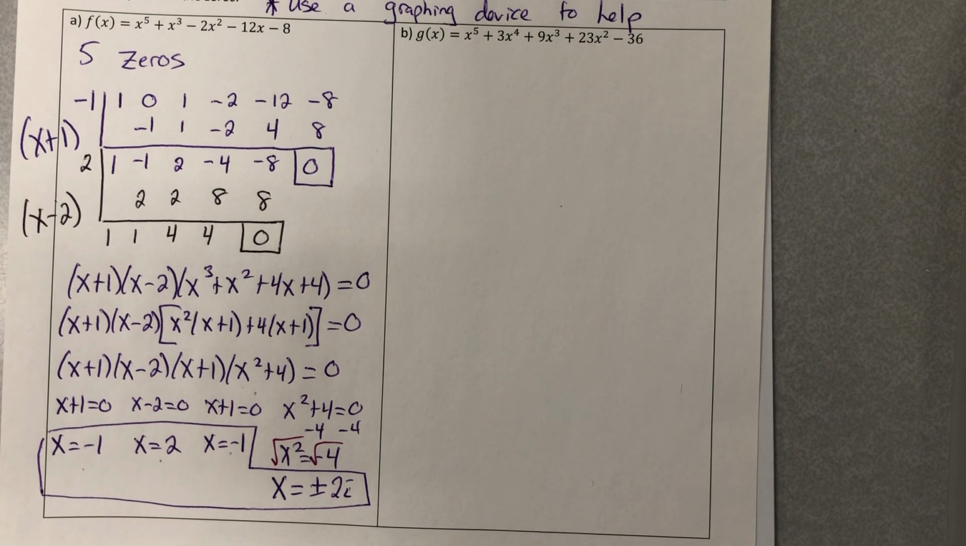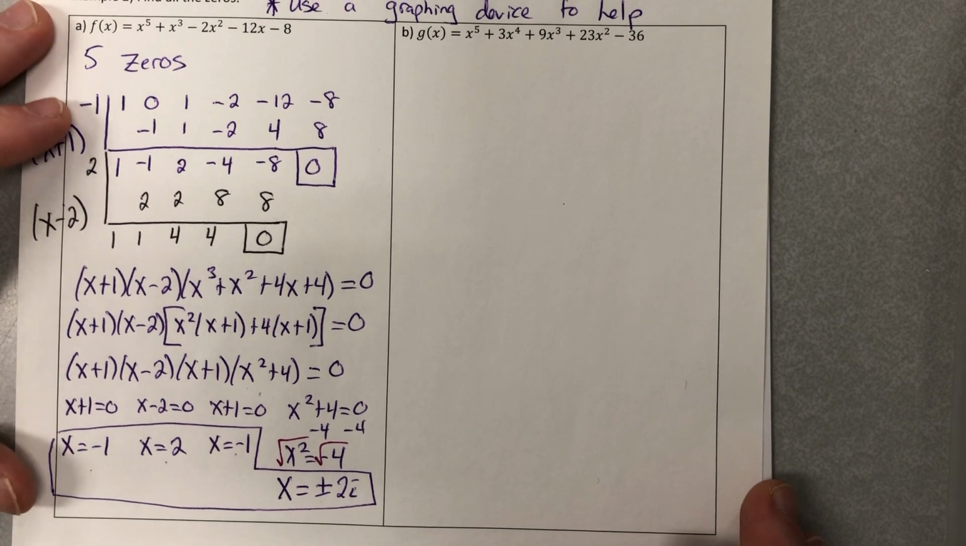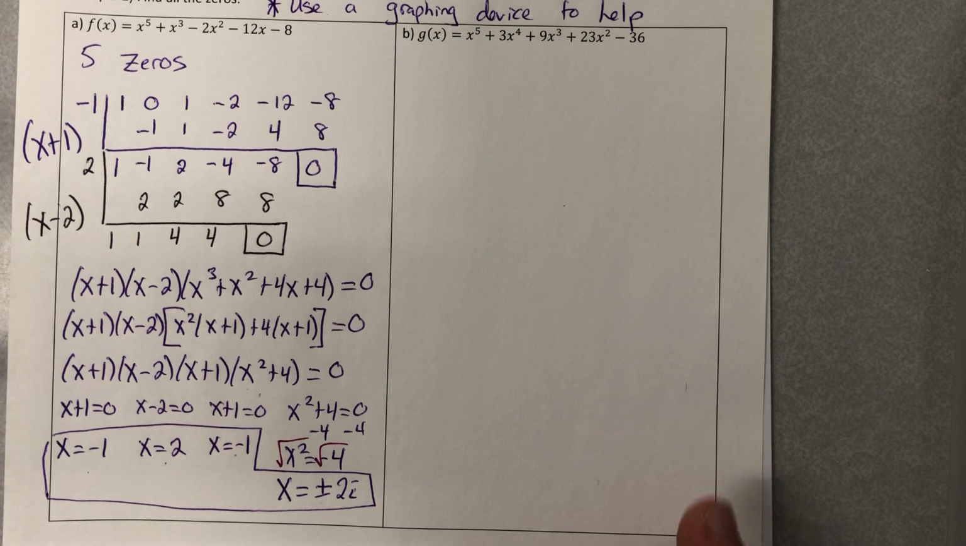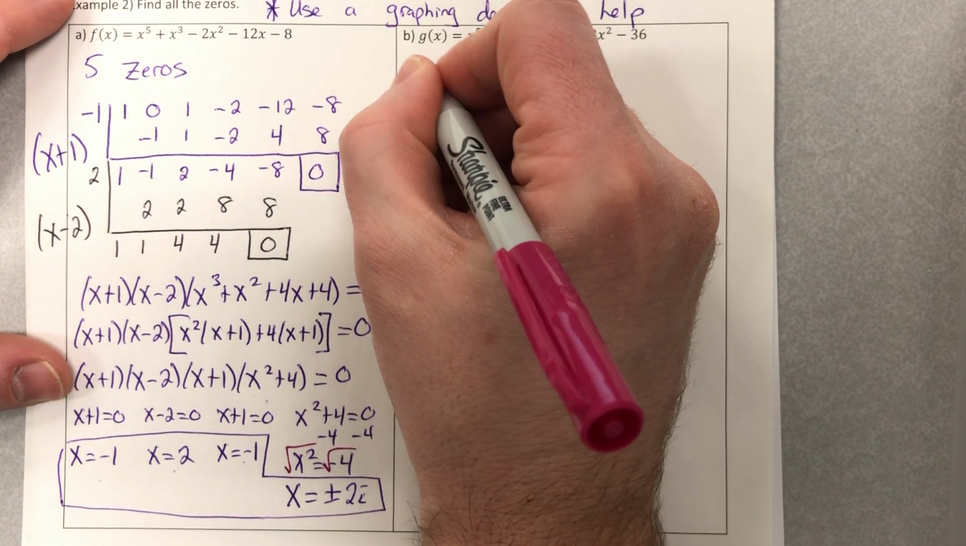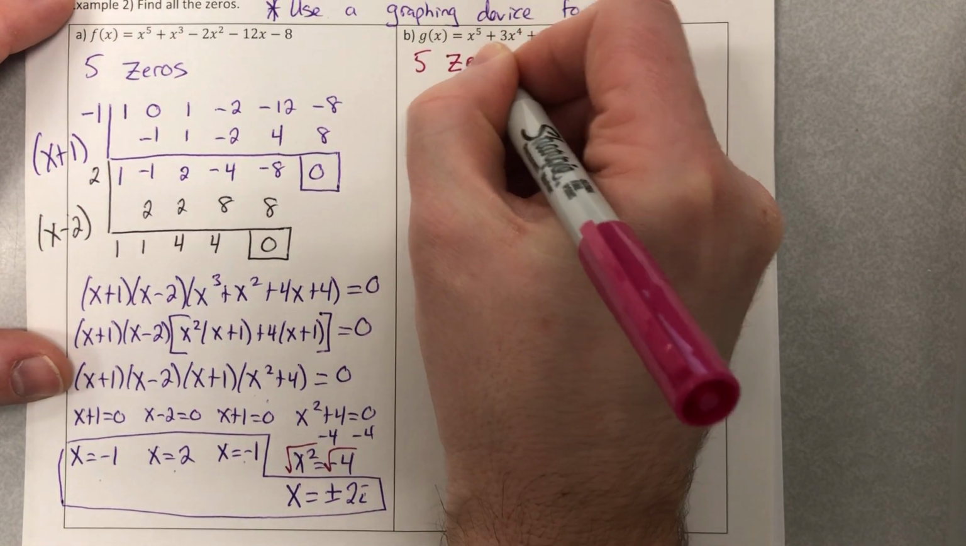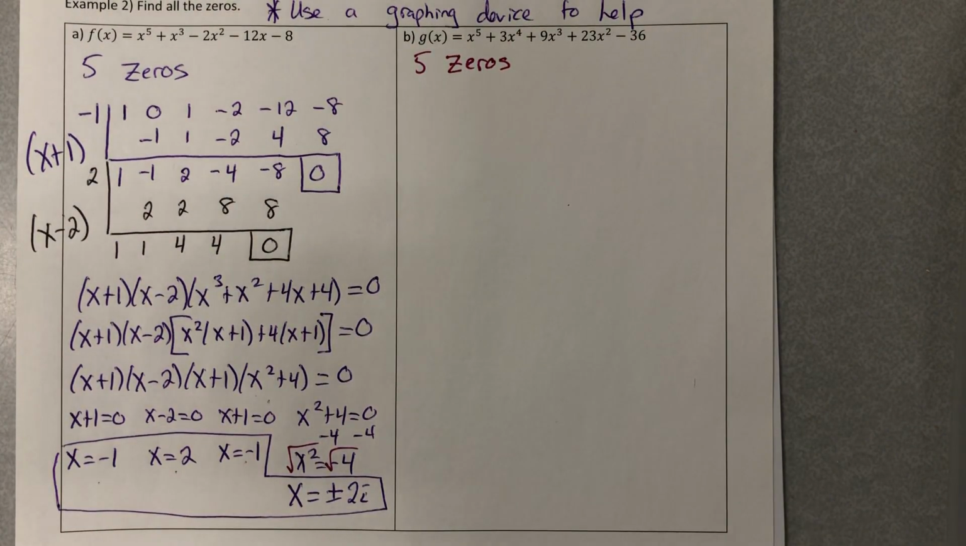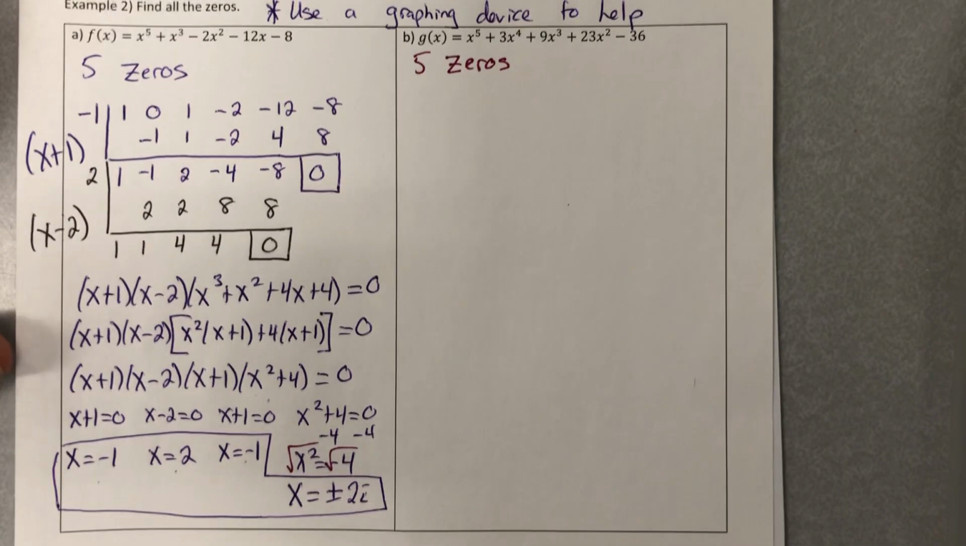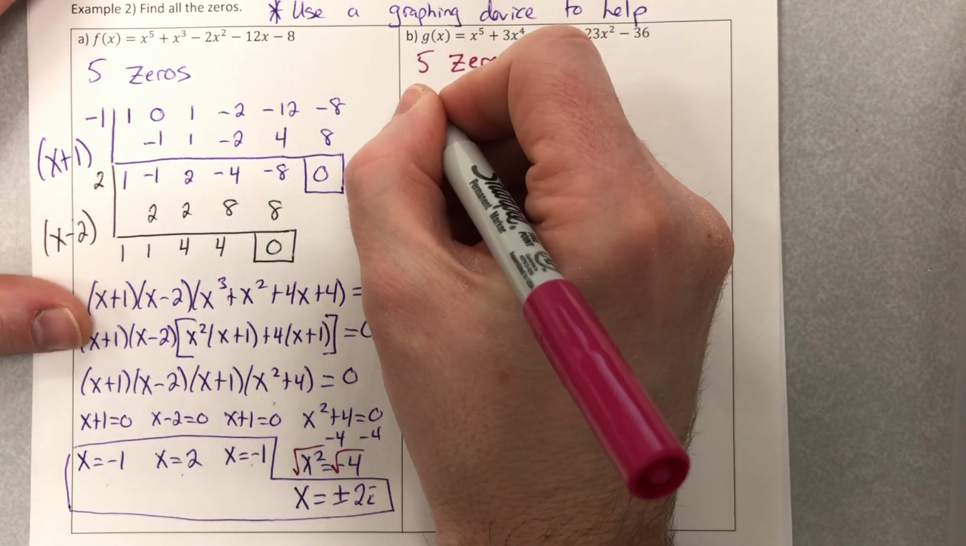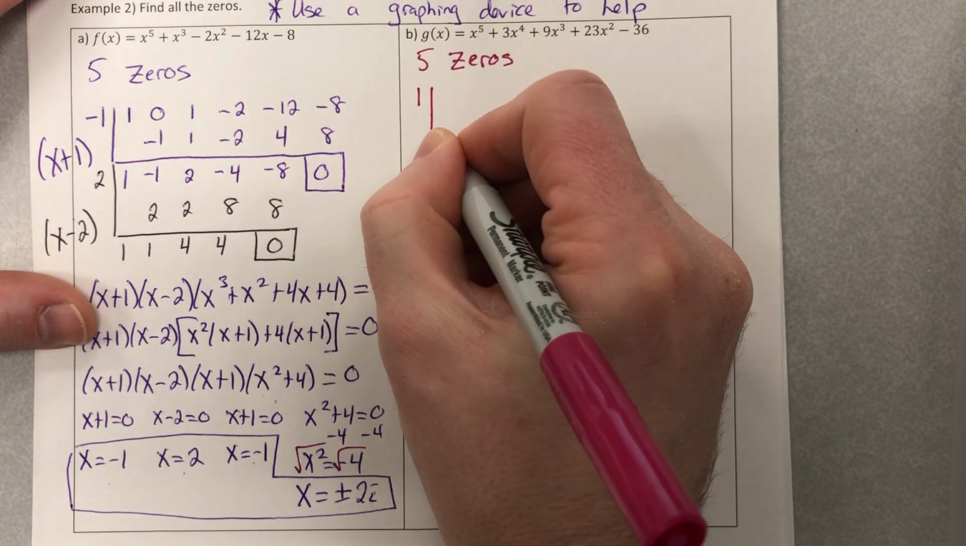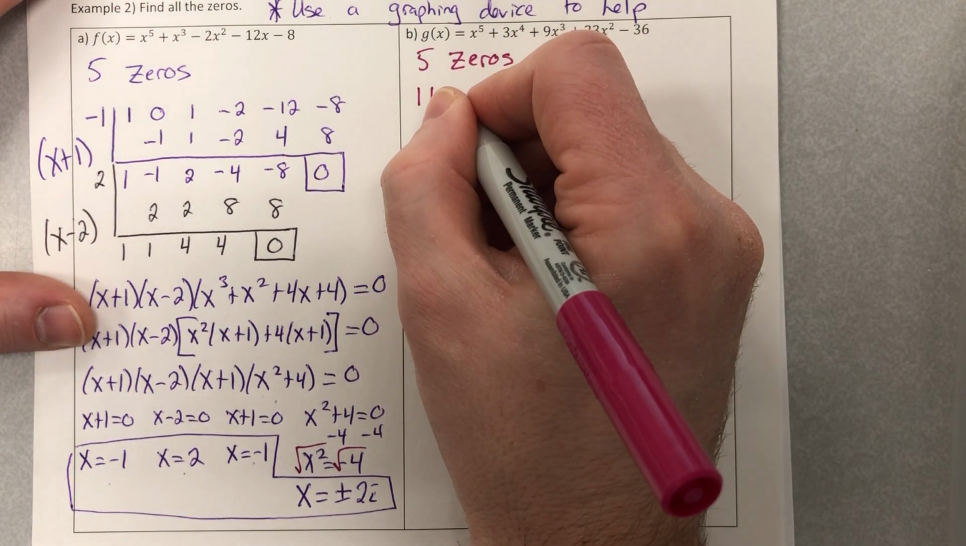If we look at example B here, we know that we should have 5 zeros again. When I go through and look at it, to me it looks like it crosses at 1. So I'll use 1 for my first setup of synthetic division.